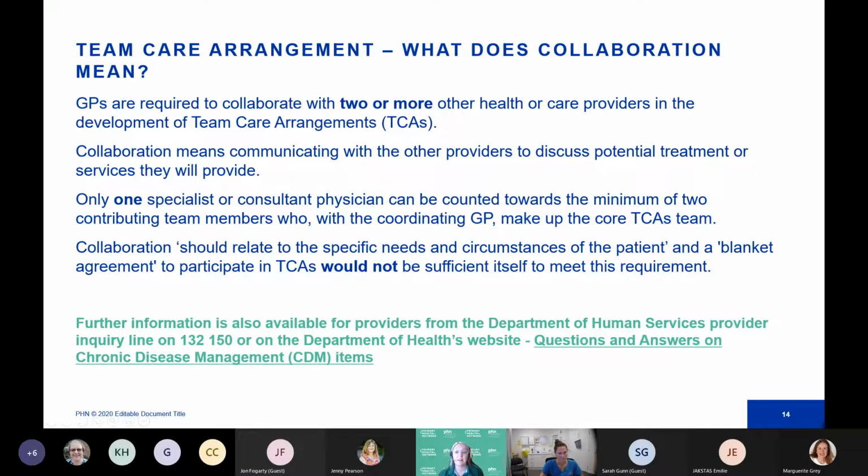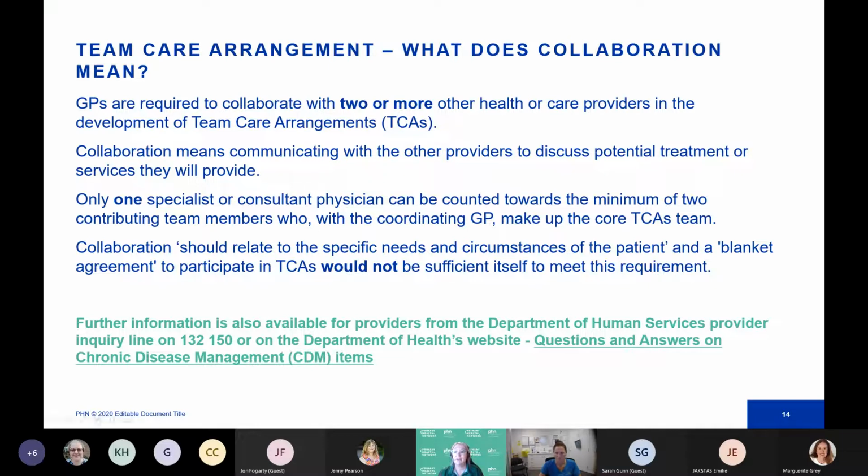So communication must be two-way, so preferably oral, or if that isn't practical, then written. That can include faxes or emails. It should relate to the specific needs and circumstances of the patient, and the communication from the collaborating providers must include advice on treatment and management of the patient. So collaboration should relate to the specific needs and circumstances, and a blanket agreement to participate in the team care arrangement would not be sufficient in itself to meet this requirement.